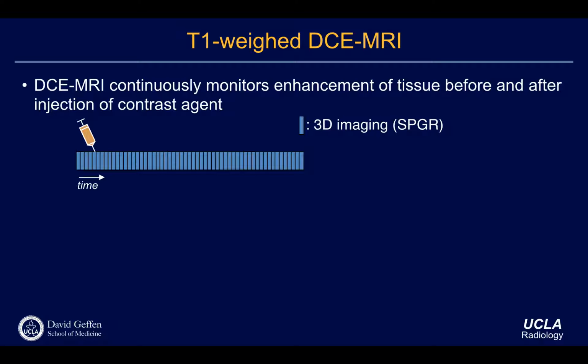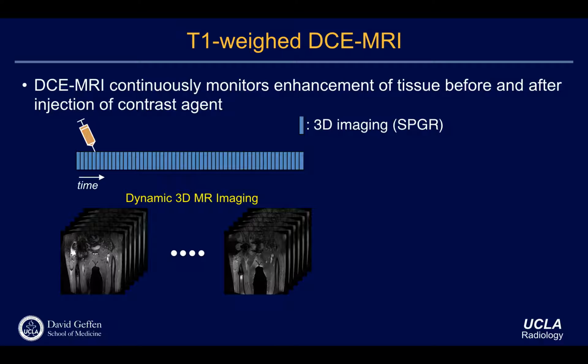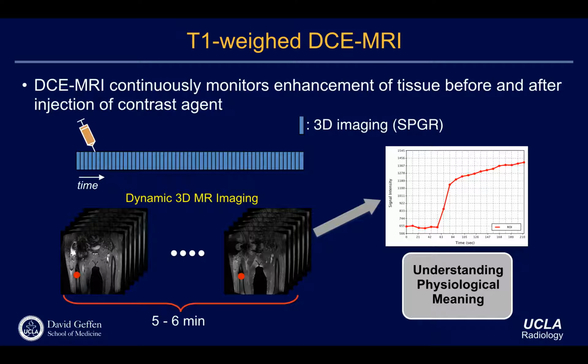Okay, so as I said, DCE-MRI is basically having multiple measurements, very much a 3D acquisition, going on so that it has temporal resolution. And then you inject the contrast agent during that acquisition so that you can capture the initial uptake behavior of the contrast agent. So the outcome will be 3D imaging with different time frames, like a movie, like a 3D movie type thing. And the total acquisition time is around 5 to 6 minutes. After that, if you look at a certain location, you will have this temporal behavior. And then the idea is, based on this temporal behavior, you try to understand the physiological meaning of it.